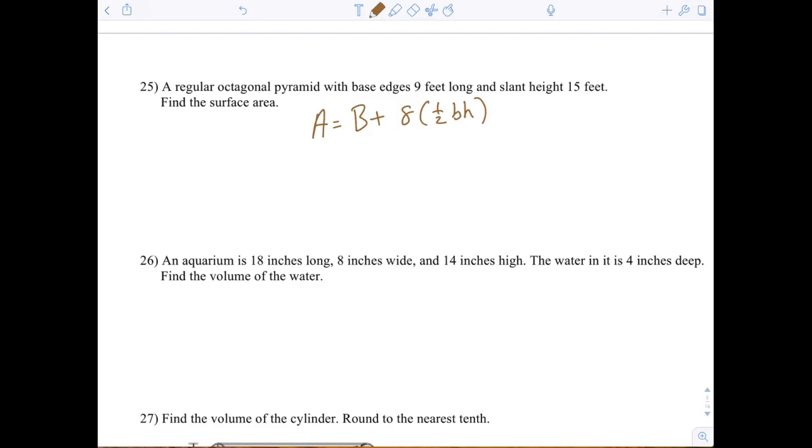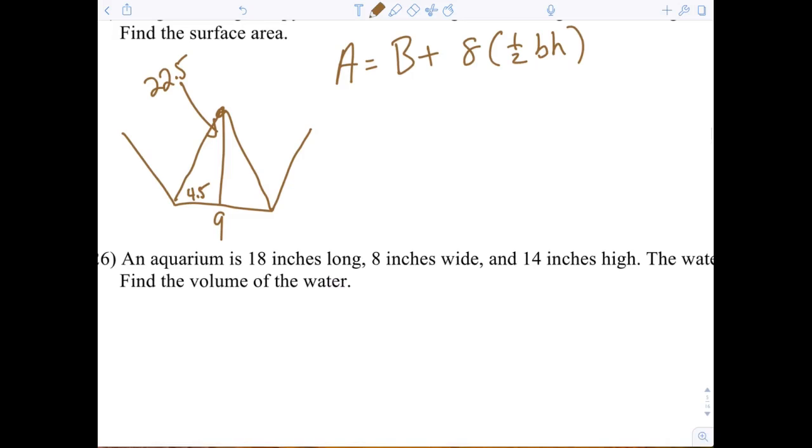Now remember, for your octagon, I'm drawing the base now. So this is 9. So when you construct this down, we've done this so many times that you should be able to tell me that angle right there is 22.5. Right? Because 360 divided by 8 is 45. 45 divided by 2 is 22.5. Which now means that if I was looking at it, this is 4.5, right? And I need the height.